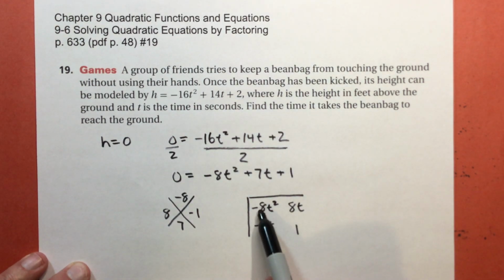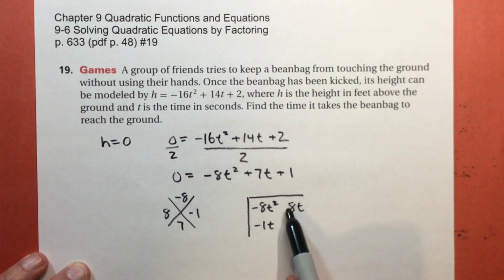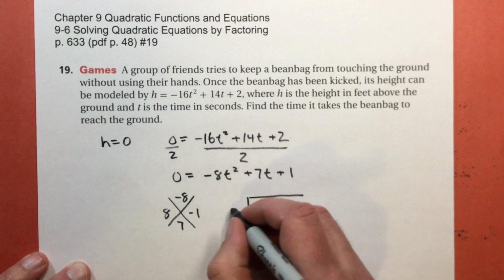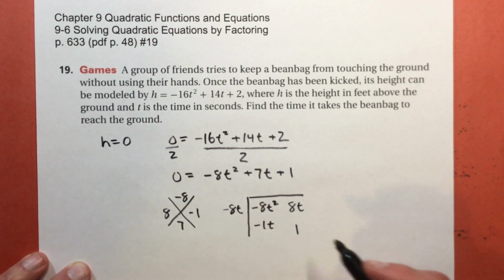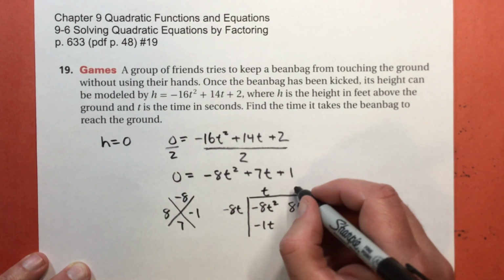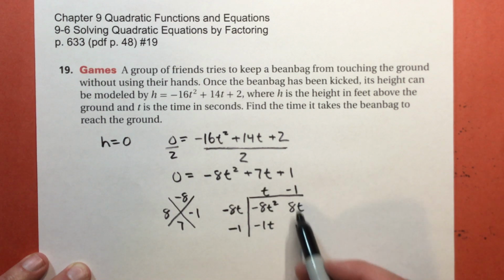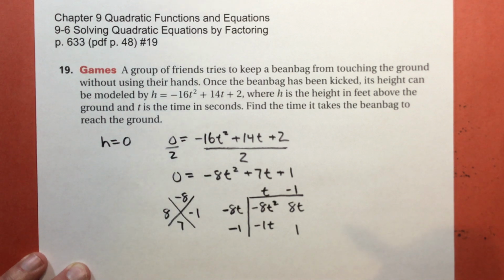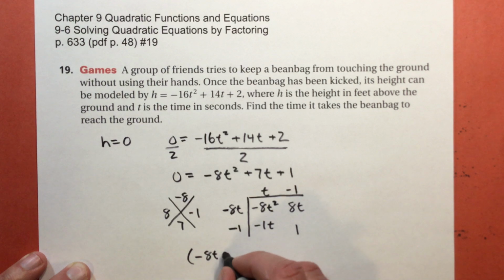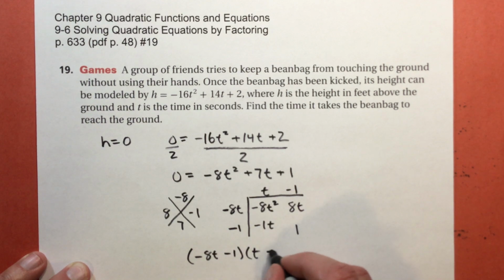Now I'm going to factor. These two have 8 and t, and I'm going to factor out the negative, so I'm going to do negative 8t. That leaves the other t and a negative 1. What do these two have in common? They both have negative 1. Negative 1 times t is negative t, and negative 1 times negative 1 is positive 1. So now I've got my factored form: negative 8t subtract 1 times t subtract 1 equals 0.